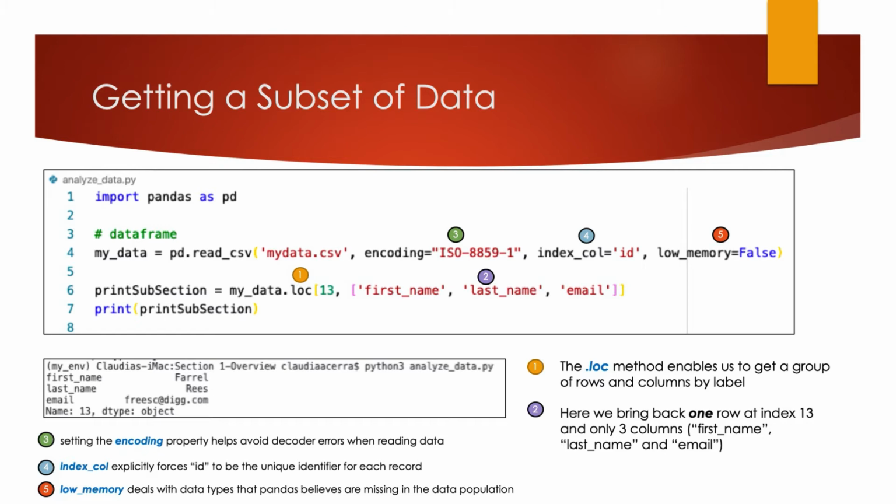But if we use the loc command, so my_data, my data frame, .loc, then I use the number 13, comma, and then in a list, I have first name, last name, email. So 13 is the index, the row of data. Think of index and row as the same thing. And then I want to bring back that one row, 3 different columns: first name, last name, and email. So you see that's exactly what happens. For one record, just 3 columns.